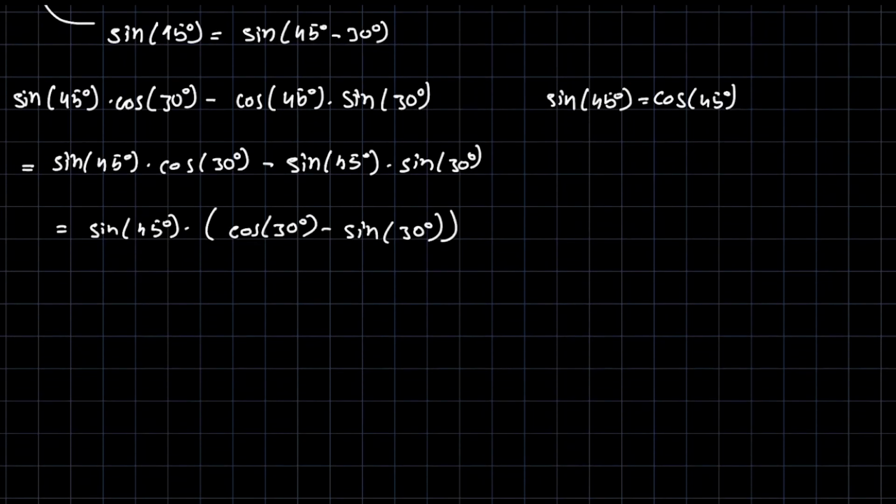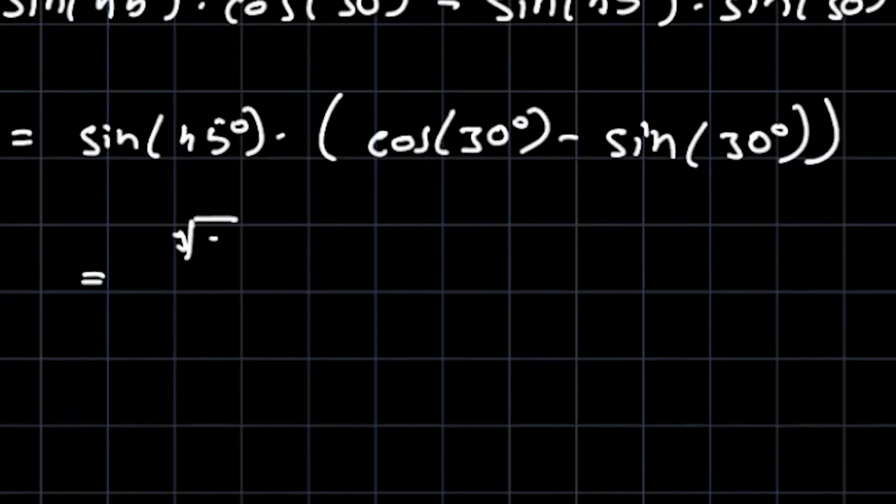These are all special angles, and I know the values of these special angles. So sinus of 45 degrees is equal to square root of 2 over 2, times the cosinus of 30 degrees. If you don't know the exact values for sinus or cosinus, but you know the numbers, here's a little trick that you can do.